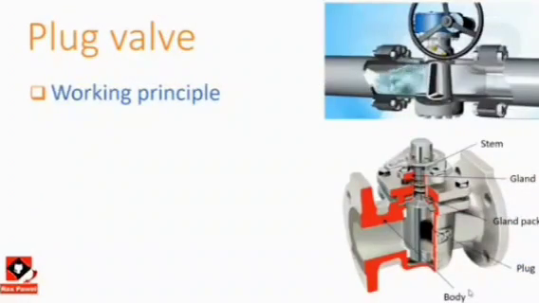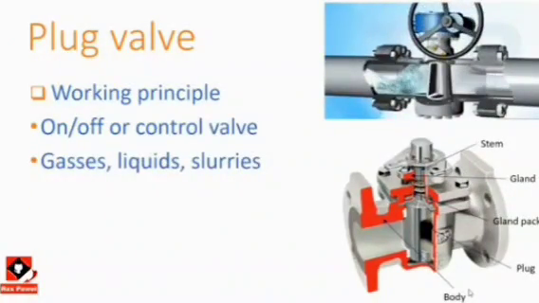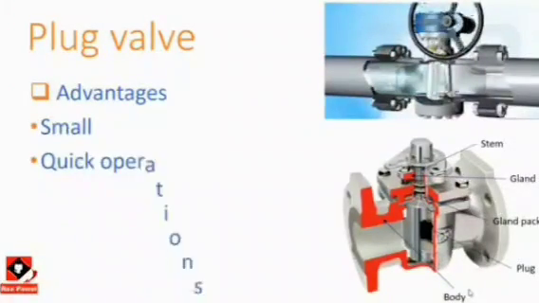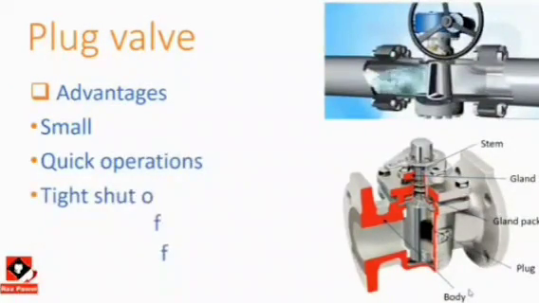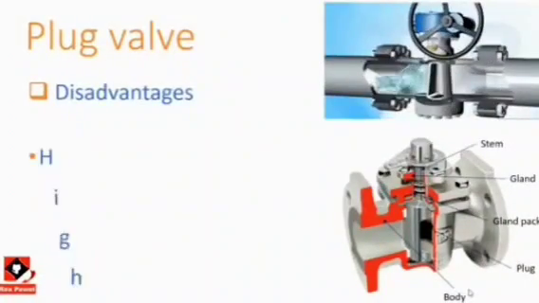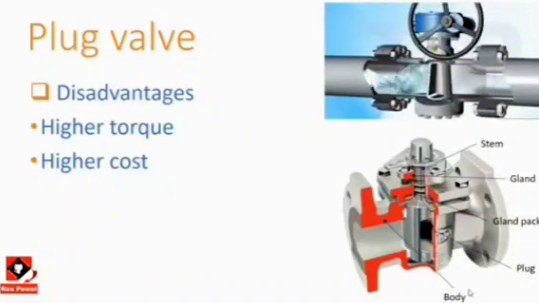Plug valve working principle. It has a plug connected to a rotating stem. It can be used as an on-off and control valve while handling gases, liquids and also slurries. Advantages. Plug valve is smaller in size, which allows for quick operation. It has good shut-off possibility and can also deal with fluid containing solid matter. Disadvantages. If the plug valve is to operate quickly it needs higher torque. And also the cost of the plug valve is higher.